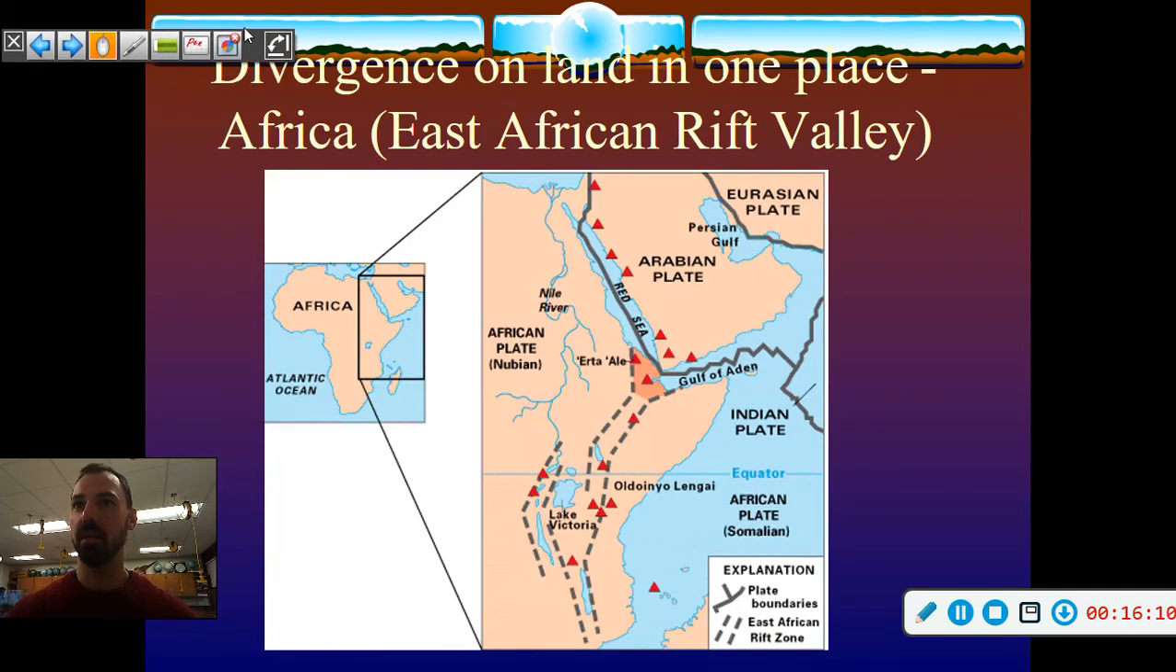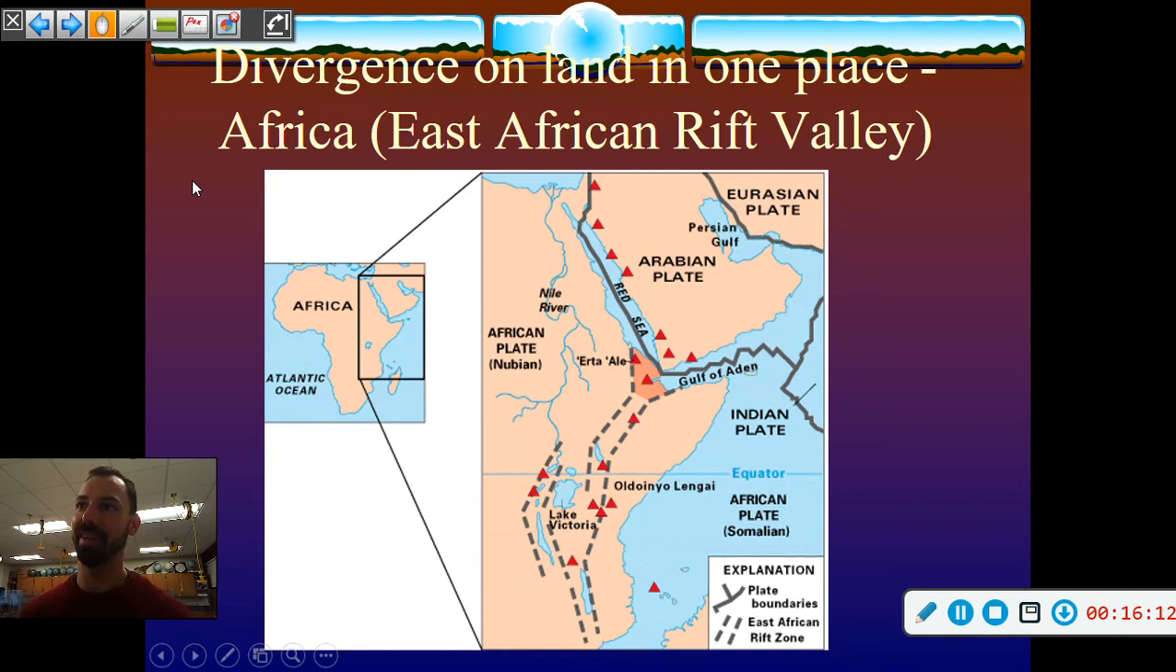Okay, there is one instance of divergence on land. This is in Africa. They call this the East African Rift Valley. So there's a bunch of volcanoes in this area, you can see. But also, there's a lot of movement. And so what are the plates doing there? They're moving apart. So part of Africa is splitting apart here, and the result is all these volcanoes. All right, eventually, this will split off and become part of something else. It will be an island first, and then it might collide with something else later on in Earth's history.